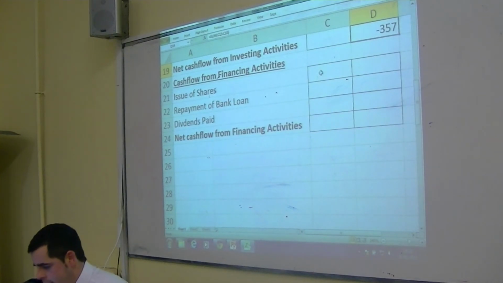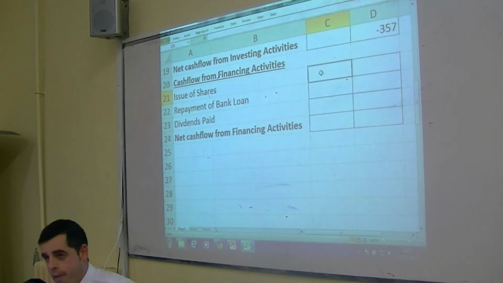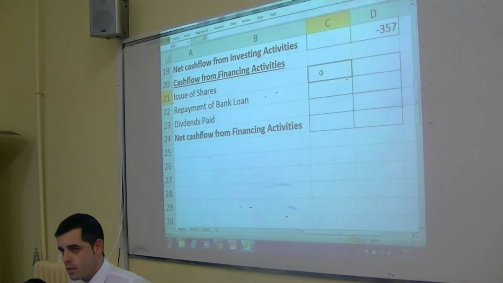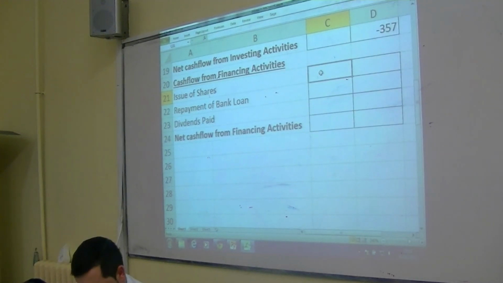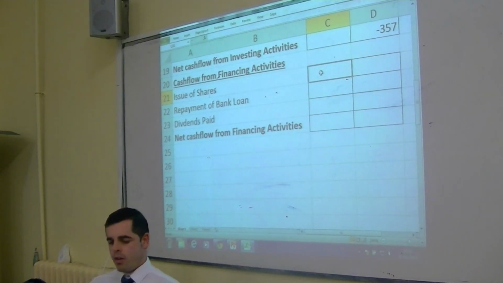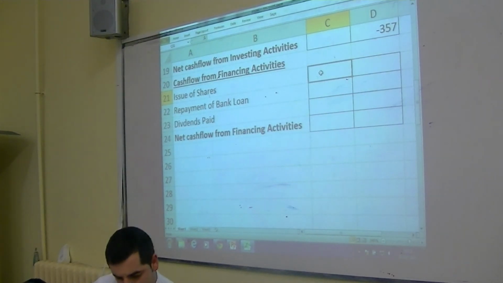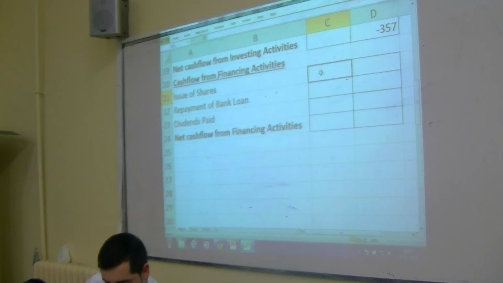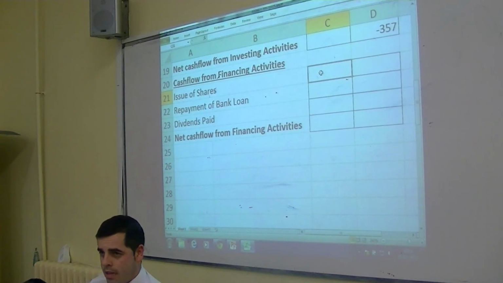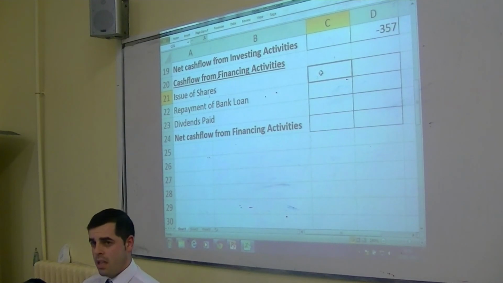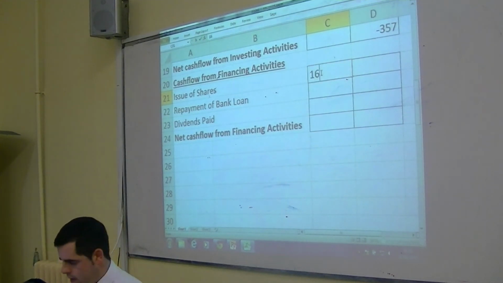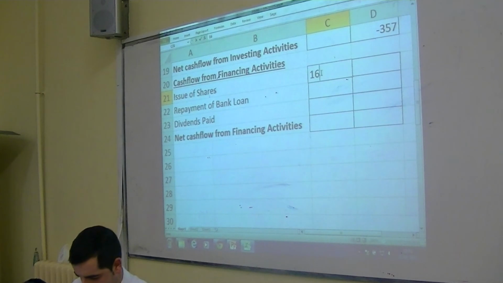So we're just moving on into our shares for our financing activities. Again, just look at your shares, and remember what we said earlier, include your share premium in it as well. So if we look at our shares, share capital has gone up from 40,000 up to 48, so that's an increase of 8,000, and our share premium has gone from 5 up to 13, so that's an increase of 8 as well. So altogether, it's gone up by 16.